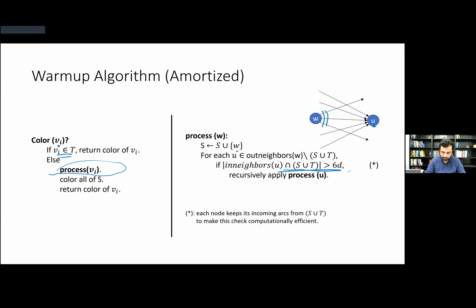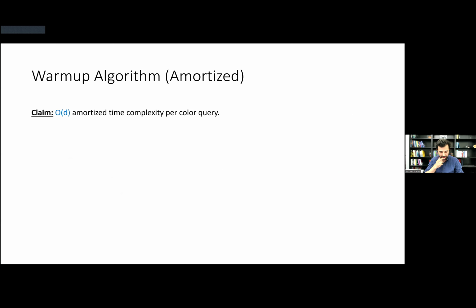And one has to be a bit careful in implementing this condition. We don't want to read all the in neighbors of u every time because there might be too many, but we can keep track of that by simply remembering how many out neighbors have been added to S union T. Okay, so now that's basically the entirety of the amortized randomized algorithm. Extremely simple, right? Let's see why this is good.